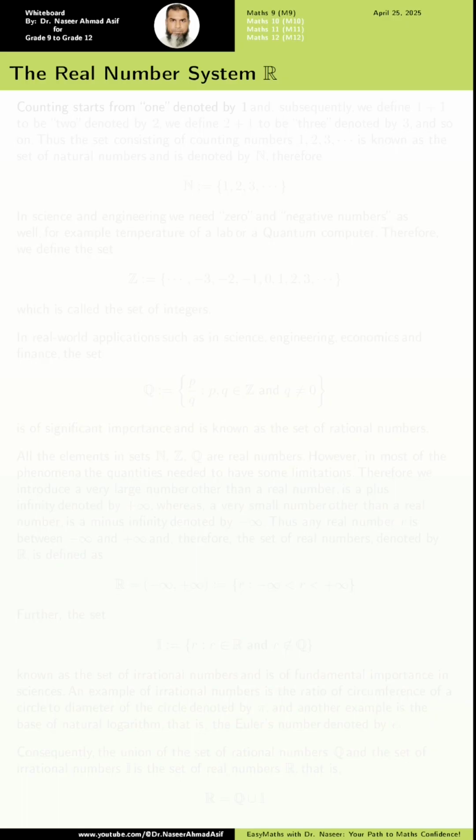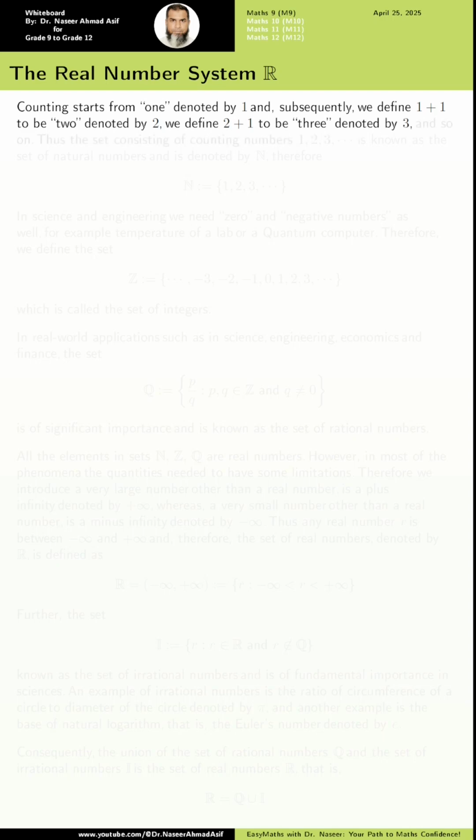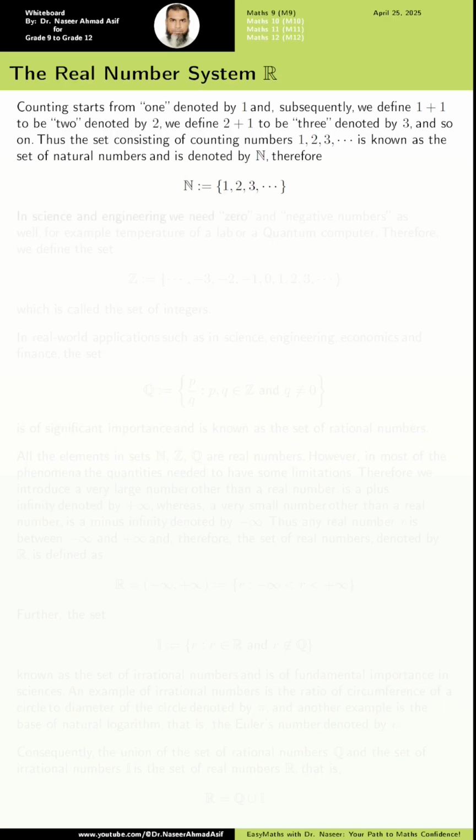Well, today's topic is the real number system R. Counting starts from 1, denoted by 1, and subsequently we define 1 plus 1 to be 2, denoted by 2. We define 2 plus 1 to be 3, denoted by 3, and so on. Thus, a set consisting of counting numbers 1, 2, 3 is known as the set of natural numbers and is denoted by N. Therefore, N is defined as the set consisting of elements 1, 2, 3 and so on.